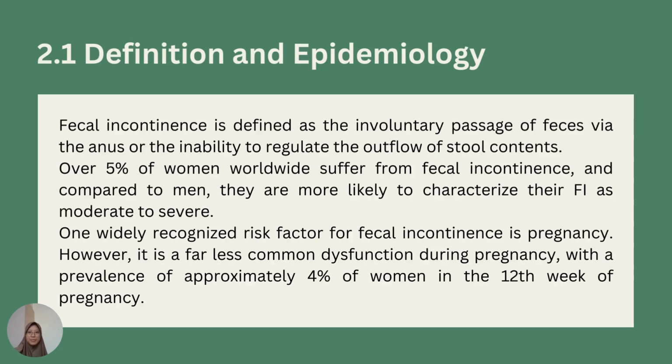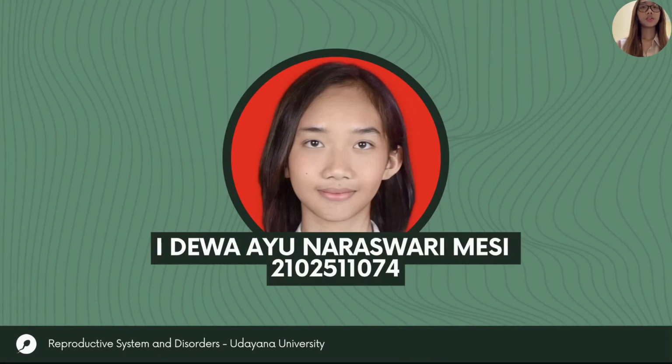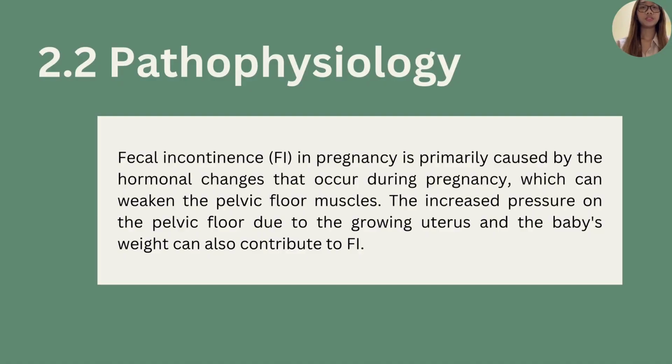Thank you. My name is Udayana with the last three digits of my student number being 074. I will explain about the pathophysiology of fecal incontinence in pregnancy. Fecal incontinence, or FI, in pregnancy is primarily caused by the hormonal changes that occur during pregnancy, which can weaken the pelvic floor muscles. The increased pressure on the pelvic floor due to the growing uterus and the baby's weight can also contribute to FI.